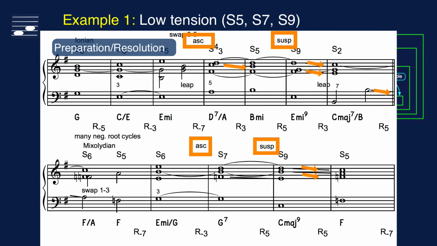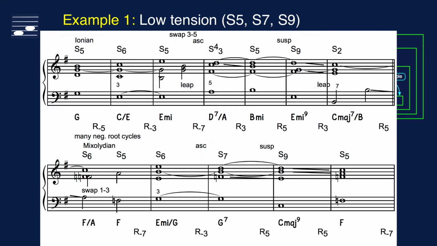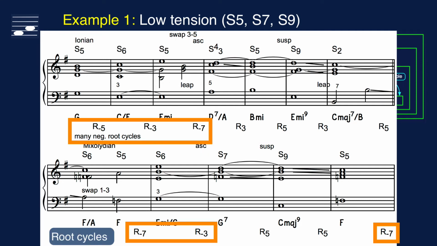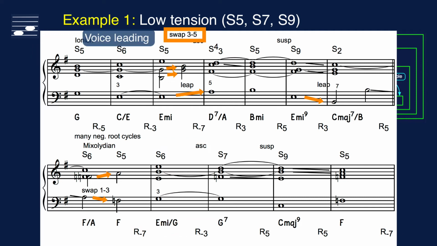Arrows show the descending stepwise resolution into lower functions. Also, I've marked the many negative and therefore destabilizing root cycles. And some voice leading aspects are highlighted, such as the swapping of neighboring chordal functions for improved voice leading, and the acceptable leap into the bass part for an inverted chord.